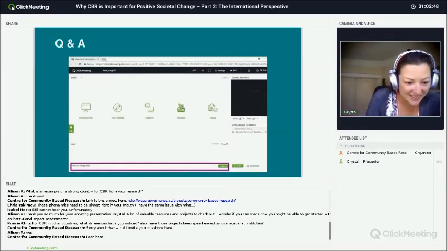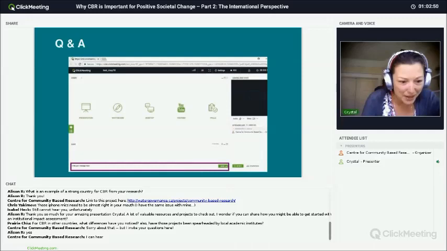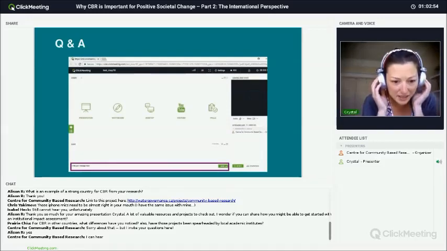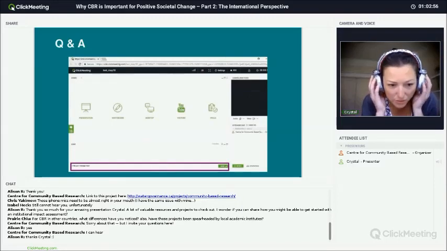Hopefully that's helpful. Let me just see from Prairie. For CBR in other countries, what differences have you noticed? Also, have those projects been spearheaded by local academic institutes? Wow, okay, great question.